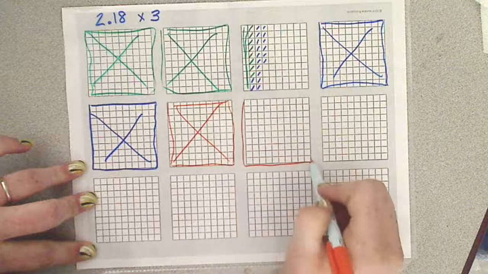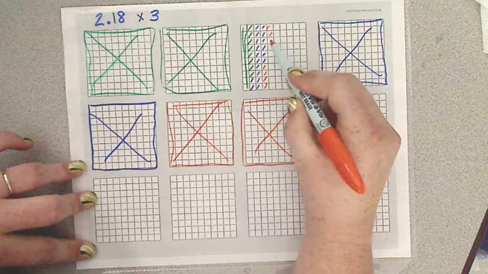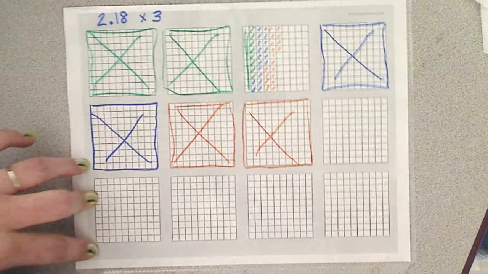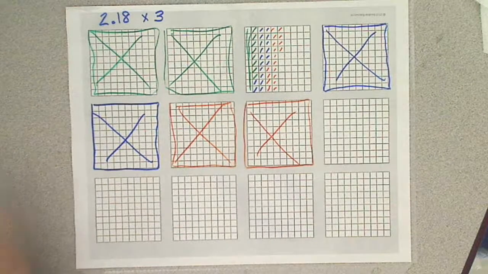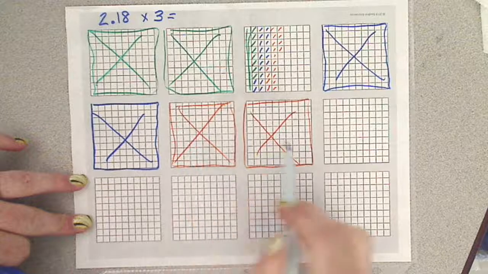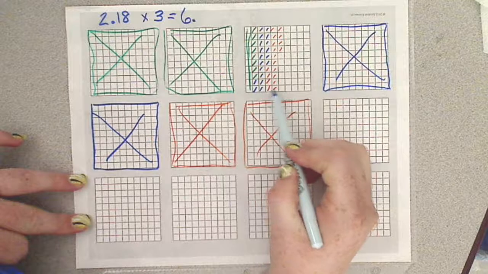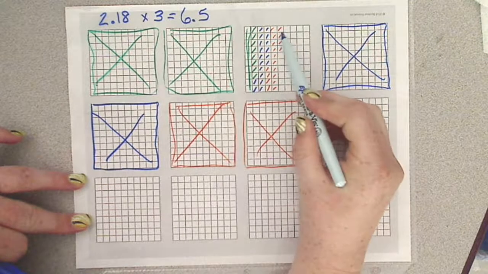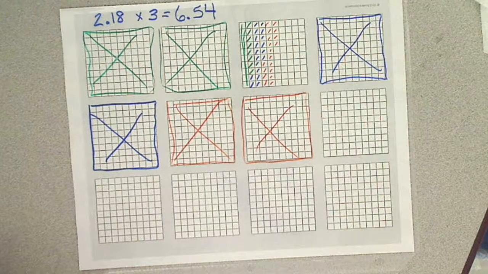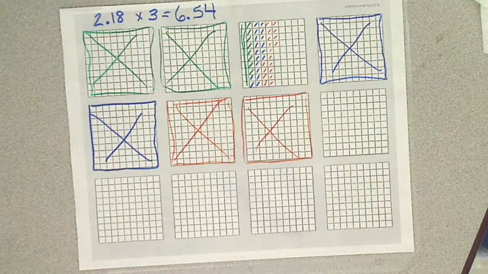1 whole, 2 wholes, and 1, 2, 3, 4, 5, 6, 7, 8, 9, 10, 11, 12, 13, 14, 15, 16, 17, 18 hundredths. Now we simply need to count to find our product. I have 1, 2, 3, 4, 5, 6 wholes and 1, 2, 3, 4, 5 tenths and 1, 2, 3, 4 hundredths. So the product of 2 and 18 hundredths times 3 is 6 and 54 hundredths.